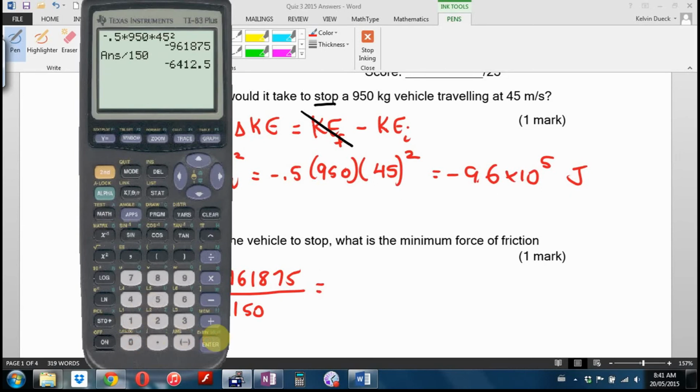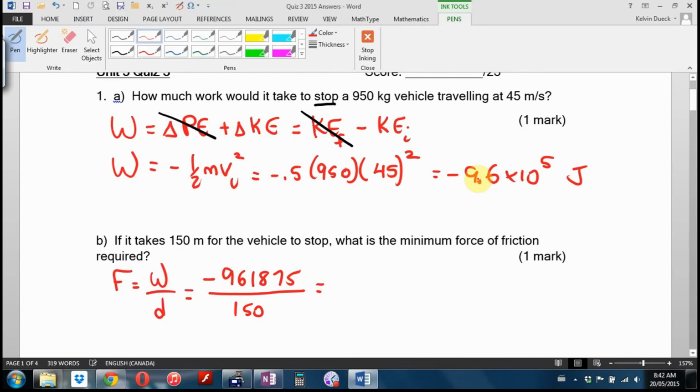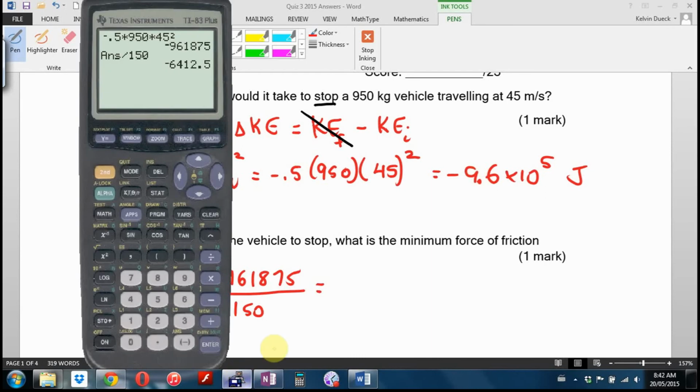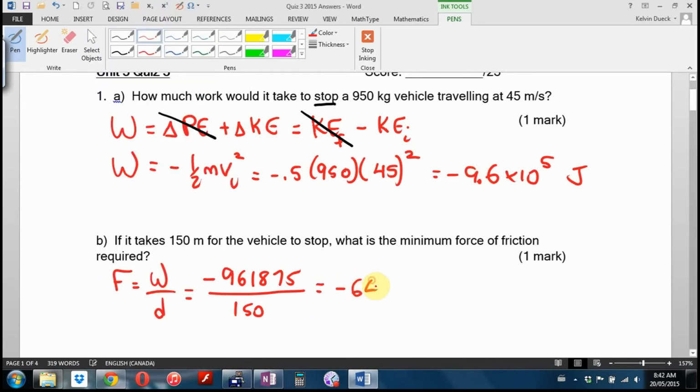Now here, I'm not going to be as fussy with the negative, because here, work is a scalar, so the negative means you lost energy. Here, force is a vector. You know what the negative means? In the opposite direction that you're traveling. If you're going forwards, I'm telling you to come to a stop. Friction better be acting backwards. Otherwise, you ain't stopping. Okay? So negative, what is it? Negative 6,400 newtons. But if you don't have the negative, I'm not going to freak out.